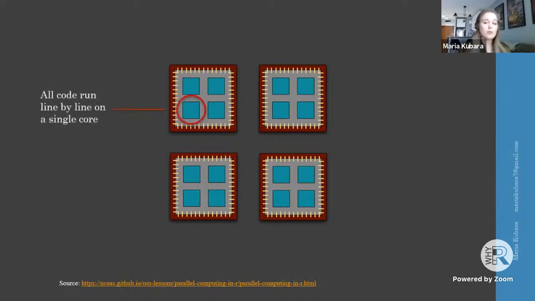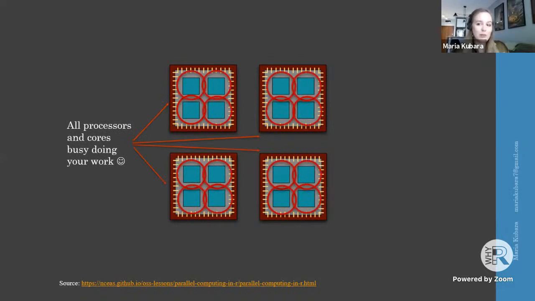And what R is doing, it's using only one of these to run all your simulations. So as you can see, there is a lot of room for you to make it more efficient. And this is the thing that we are targeting, to use all the potential.